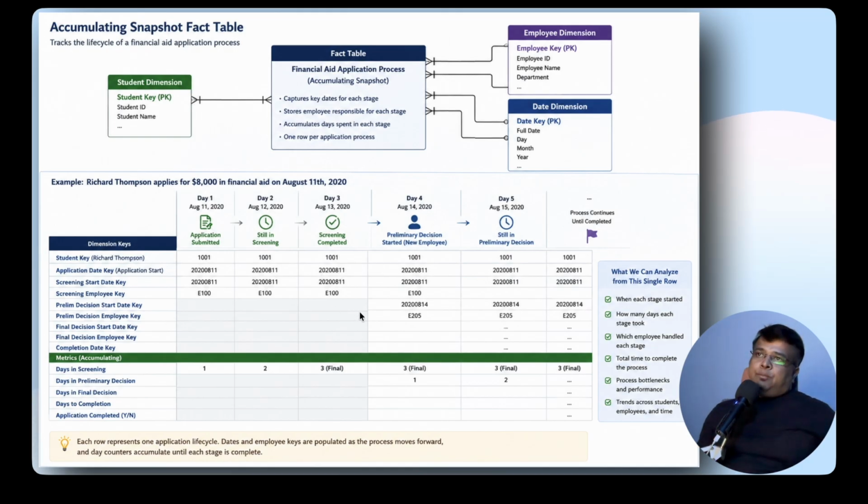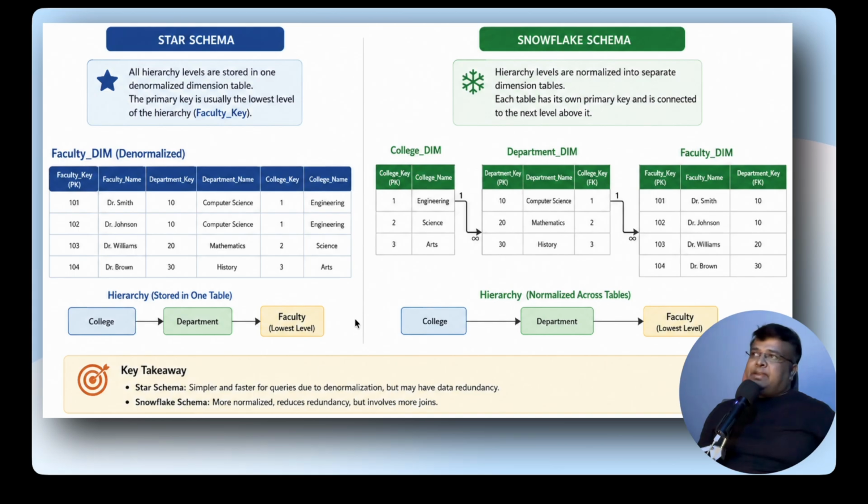Right. Now, earlier we looked at dimension tables and understood how they are structured differently in star schemas and snowflake schemas. Let us apply the same idea to the fact table as well. Remember, in a data warehouse, a lot of data naturally exists in hierarchies. For example, a faculty member belongs to a department. That department belongs to a college. That is a simple hierarchy. Maybe a college belongs to a certain university.